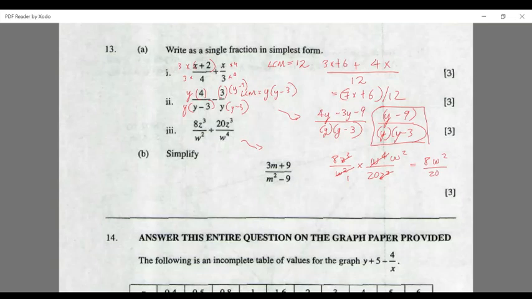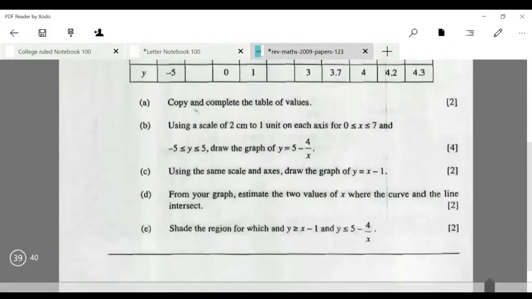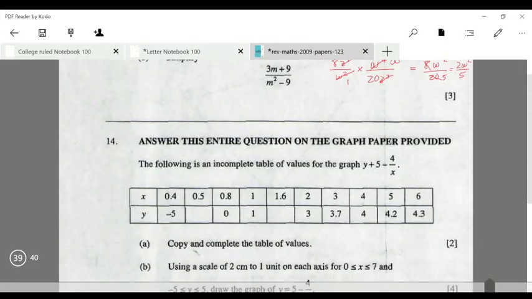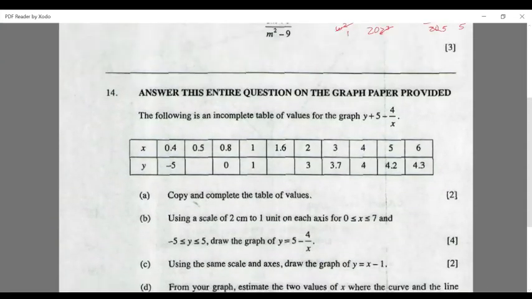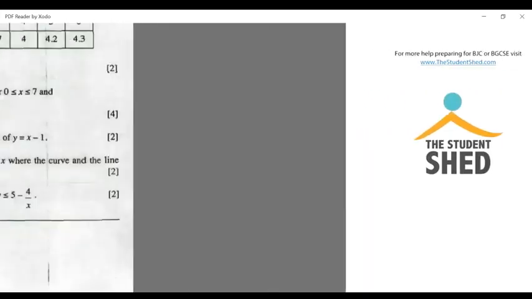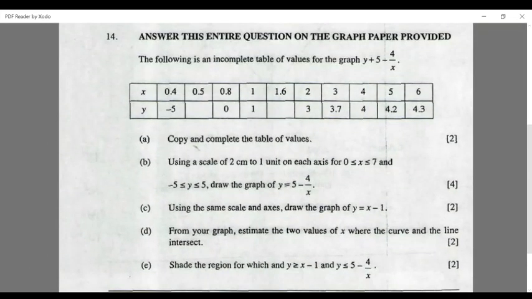A little more straightforward than expected. You can further reduce these. These will go into 4, so 2, 5, 2w squared over 5. Okay, so all we need to do now is number 14, and we're done.